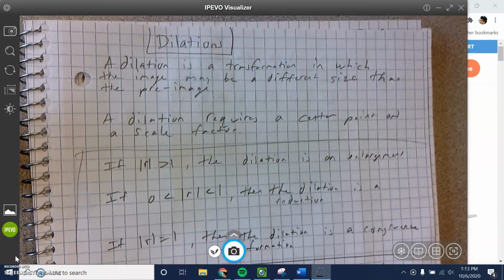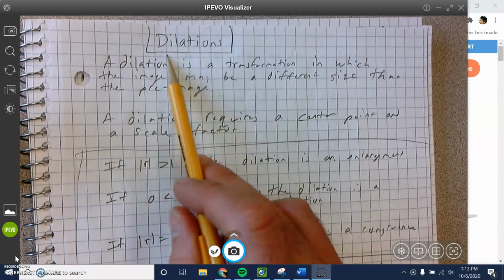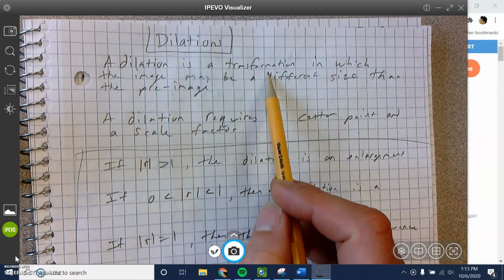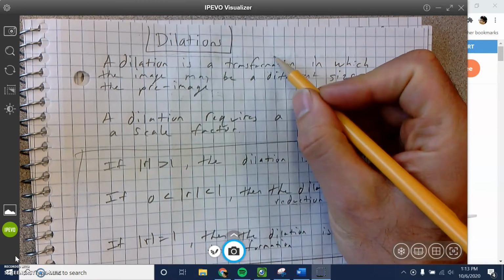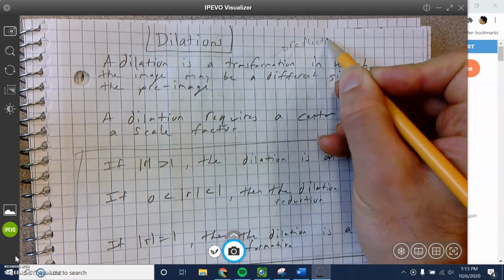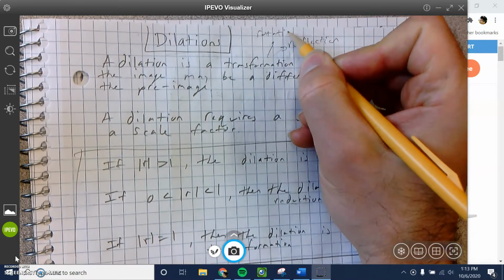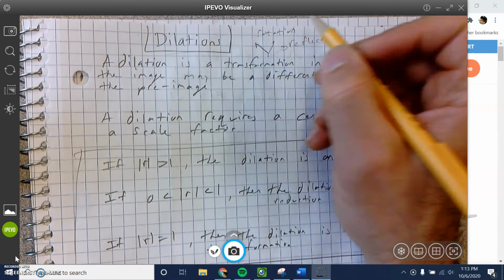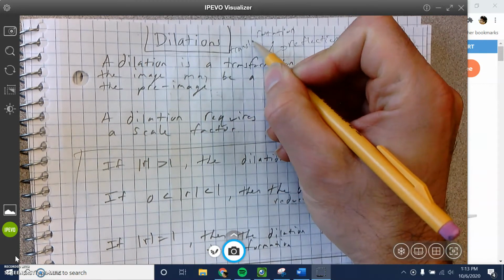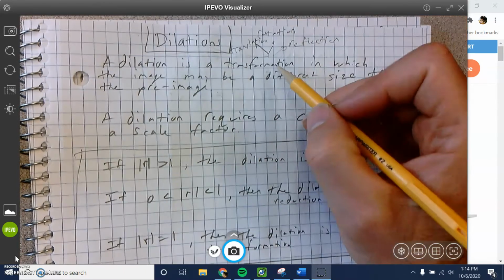Okay, so we're doing transformations and we're doing dilations today. What are dilations? Well, a dilation is a transformation. And transformations are all kinds of things. They're a reflection, a rotation, a translation, or a dilation. So all these things are called transformations.